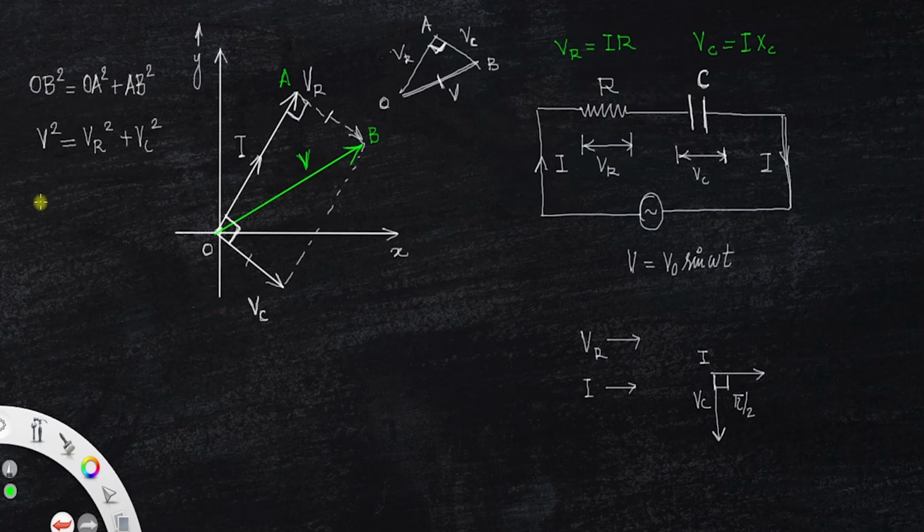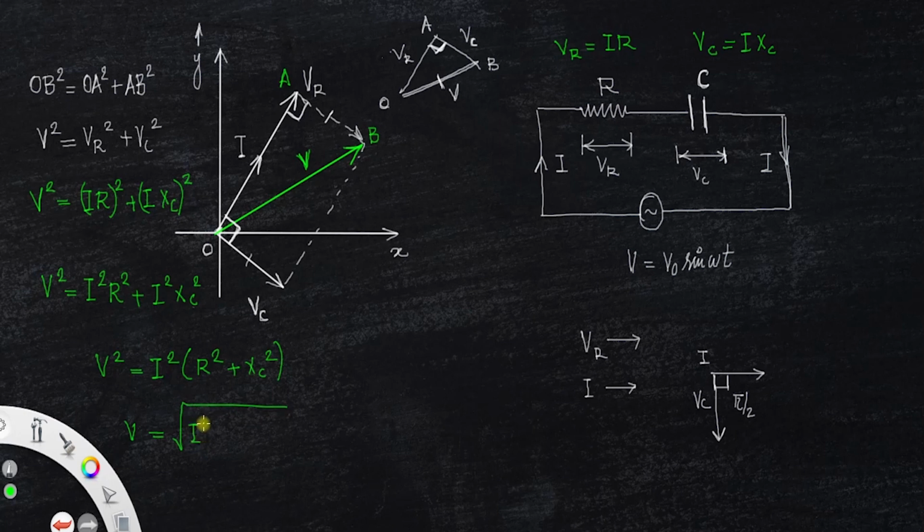Now we can substitute these values here, that is V squared is equal to (IR) whole squared plus (I XC) whole squared. Again, XC represents the capacitive reactance. Simplifying, you get V squared equal to I squared R squared plus I squared XC squared. That is V squared equal to, taking I squared common, I squared times (R squared plus XC squared). Now taking the square root, we have V is equal to root of I squared times (R squared plus XC squared). Therefore V is equal to I times root of R squared plus XC squared.